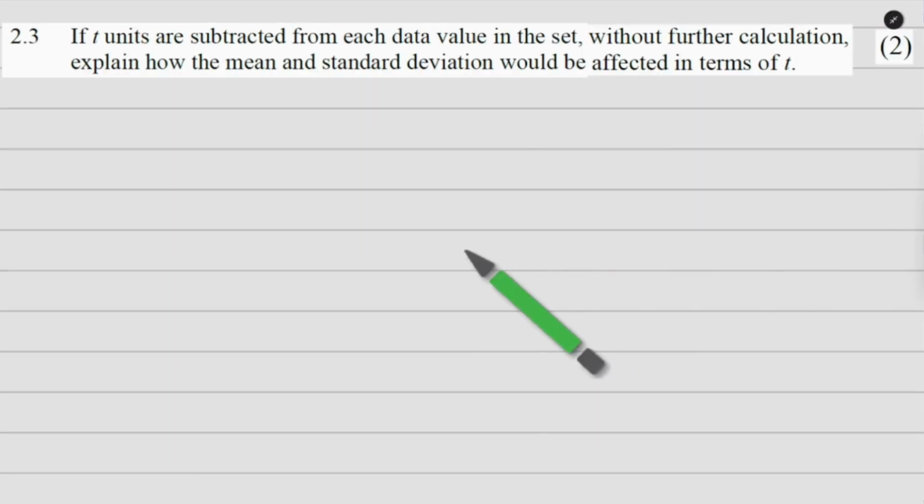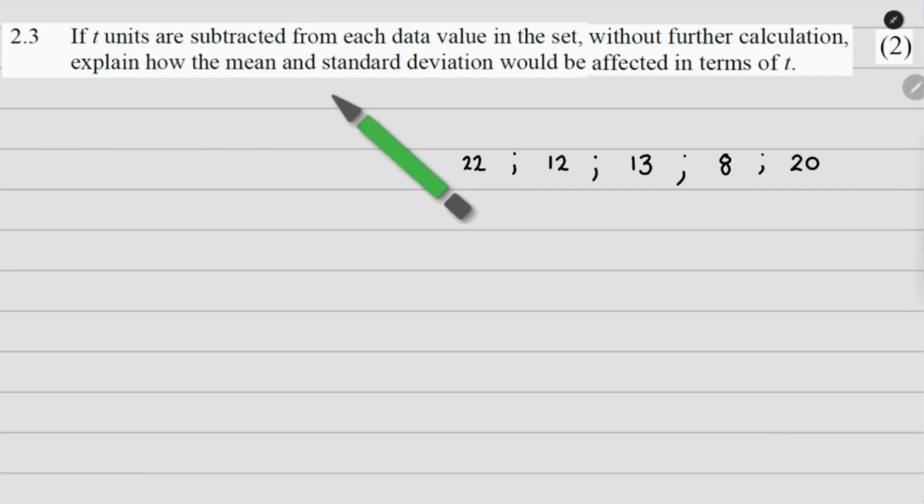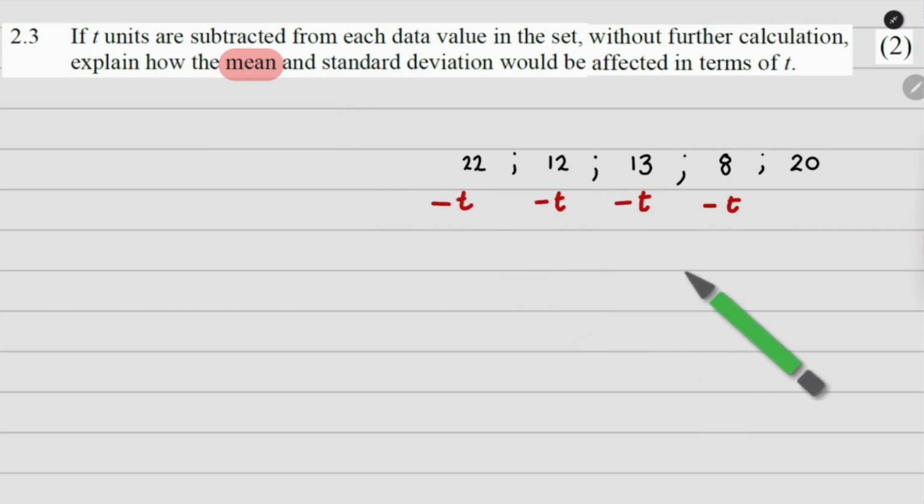In question 2.3, t units are subtracted from each data value in the set. And without further calculation, I need to explain how the mean and standard deviation are affected. So let's grab our data set. We're firstly going to talk about the mean. So what's happening is I'm minusing t units from each data value.